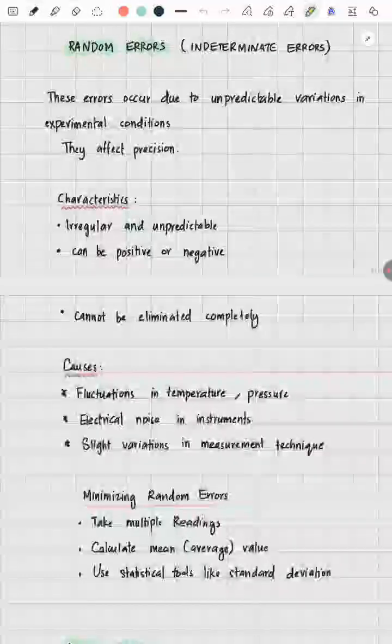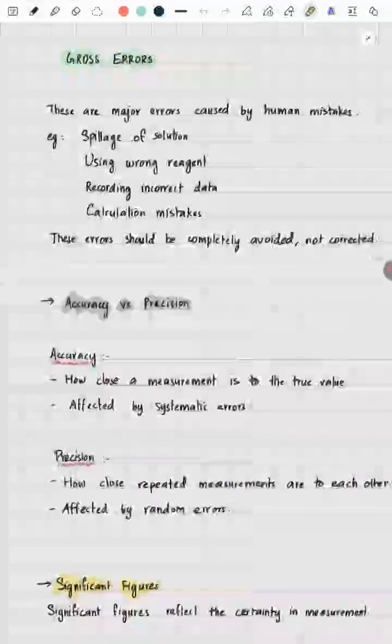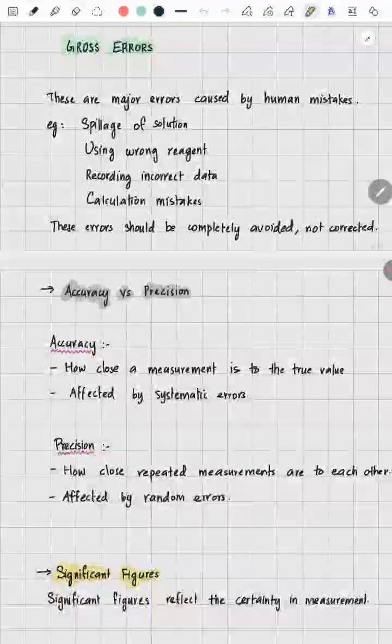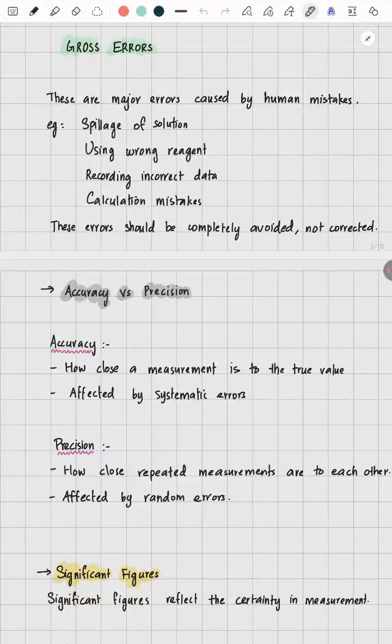The third type is gross errors. These are the large errors that occur due to carelessness or human mistakes. Examples include recording the wrong value, spilling a solution, using the wrong reagent, or making calculation errors. Unlike systematic and random errors, gross errors are not inherent to the system but are due to negligence. Therefore, the best way to deal with gross errors is to avoid them entirely by being careful and attentive during the experiments.